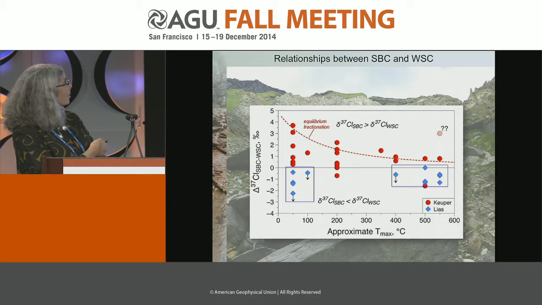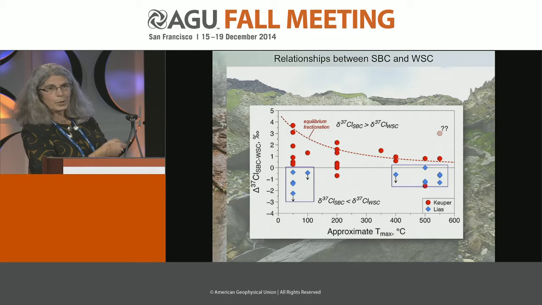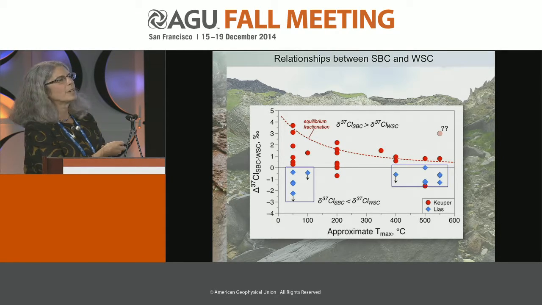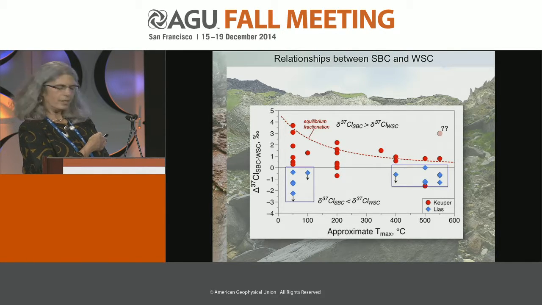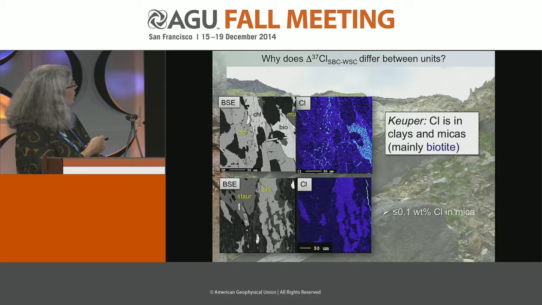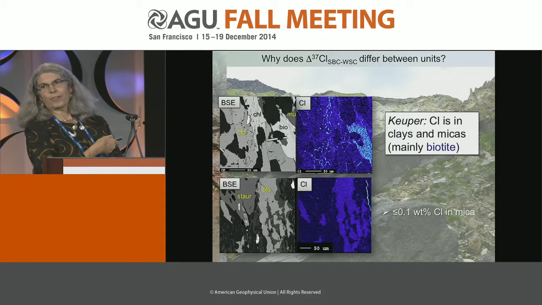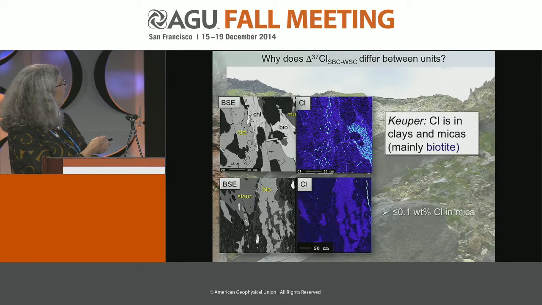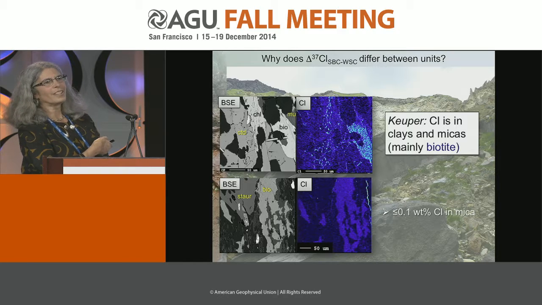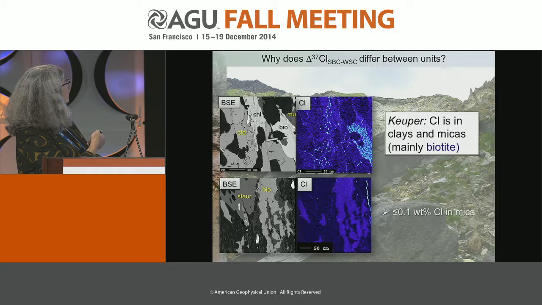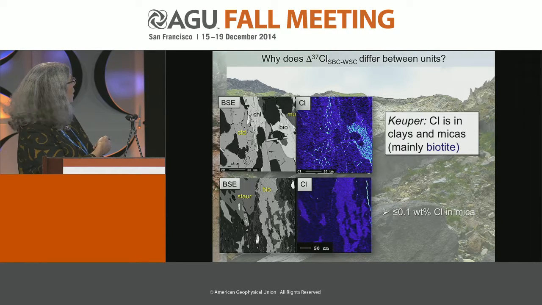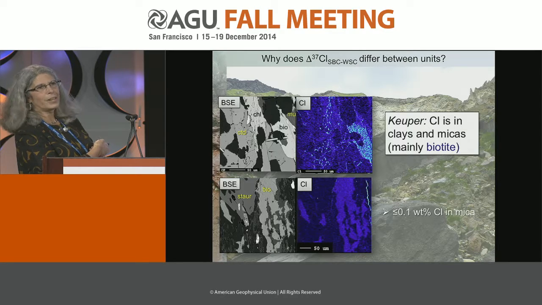And I think to explain this, and this is going to become important for the other case studies I'm going to talk about, we have to know something about where the chlorine is housed in these rocks. And if we look at the Kuiper, those continental Triassic rocks, we find that the chlorine is always concentrated in clays and micas. And here are just two different samples, a backscatter electron image and a chlorine X-ray map. These are both amphibolite facies samples.